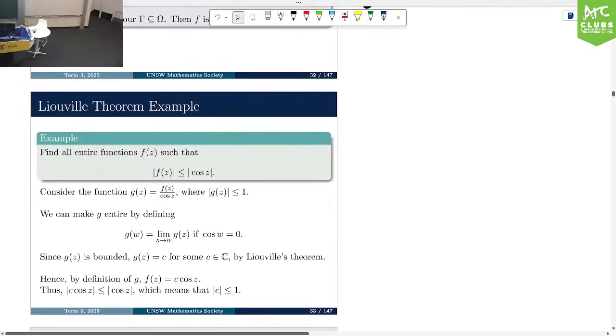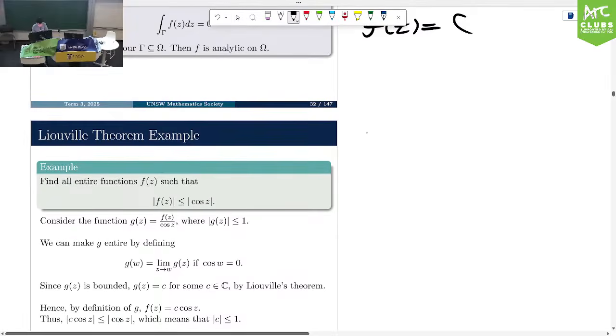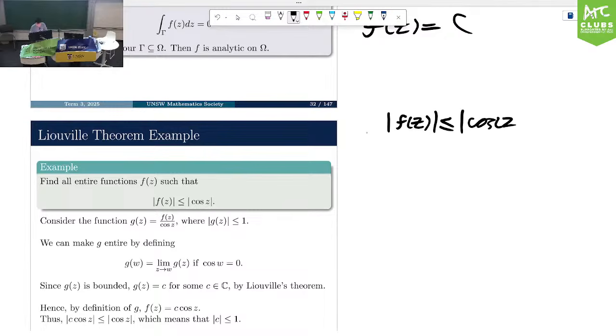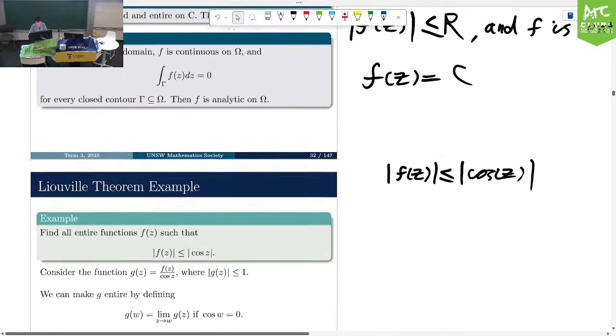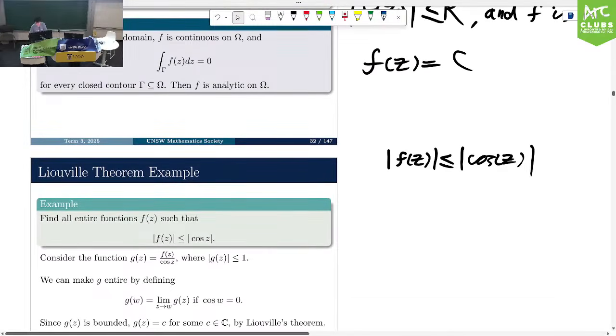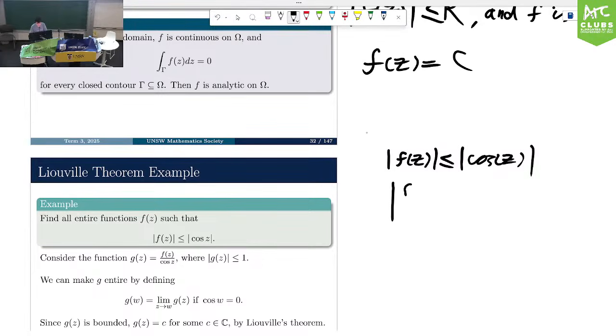So this is an example of how we can use Liouville's theorem. We know that the modulus of f(z) is less than or equal to the modulus of cos z. We want to show that there's some function that's less than or equal to r, where r is any number. Right now, it's unfortunate because cos z, as we know, is not a constant. But what we can do instead is divide it over. f(z) on cos z is bounded above by 1.